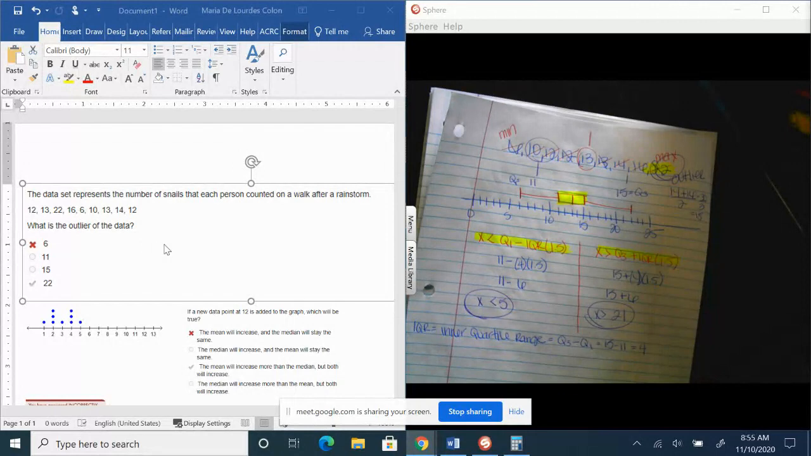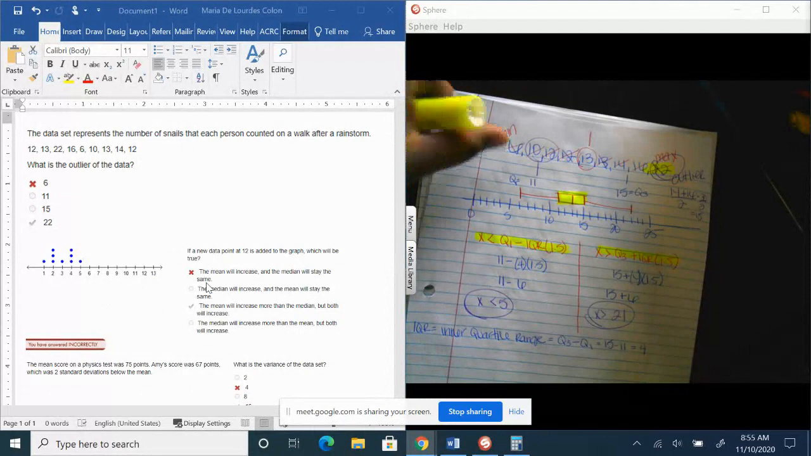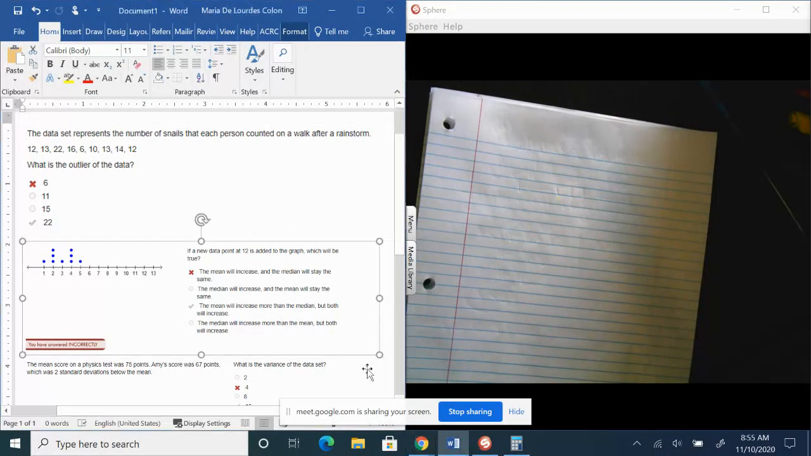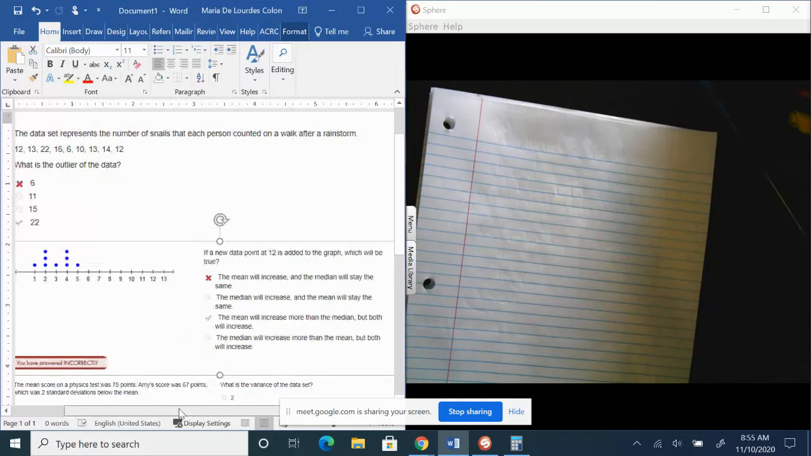regarding outliers. Now for normal distribution, let's do this one here before we go to normal distribution. I'm going to move this. So the next one, number 2: if a new data point at 12 is added to the graph, which is true? So here we have our graph. We're going to add a new point at 12, meaning it's going to shift.